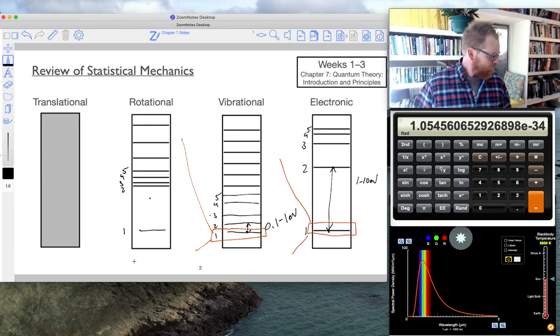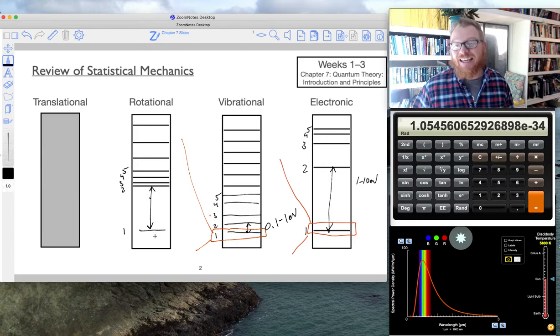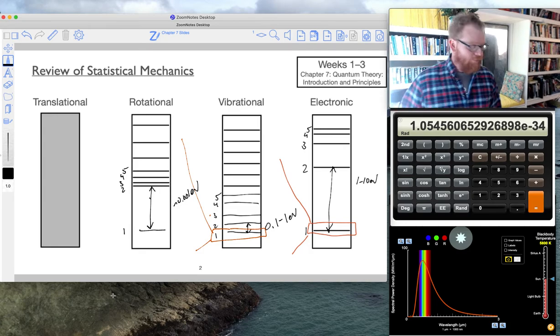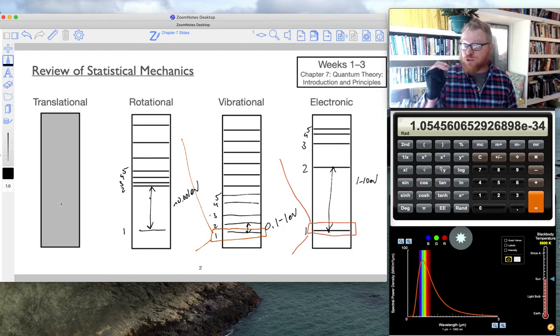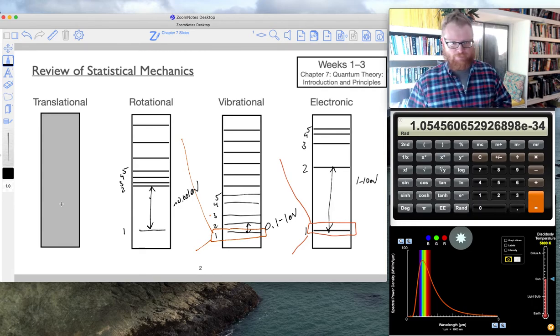For the rotational energy levels, a typical spacing is going to be on the order of milli-electron volts, so something like 0.001 electron volt. And that puts us into the microwave regime of the spectrum. And then recall the translations, that those levels are so finely spaced together that they make what we call the continuum.